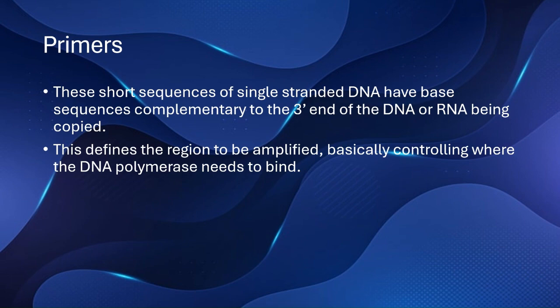So primers, these are short sequences of single-stranded DNA and have base sequences complementary to the 3' end of the DNA or RNA that you're copying. And this defines the region to be amplified. We've looked into primers in topic 3, I believe, yes, topic 3. So again, if you're not familiar with primers, do have a look at that. This defines the region to be amplified, so it controls where the DNA polymerase needs to bind so that you can control what sections are being copied.